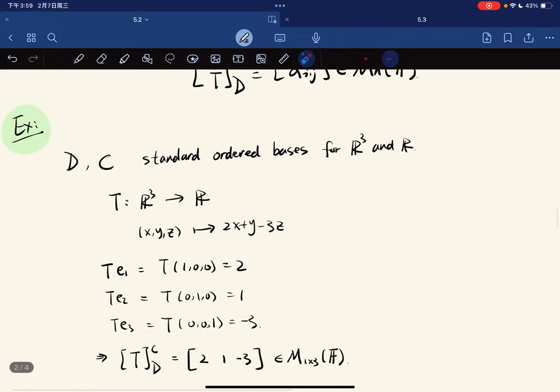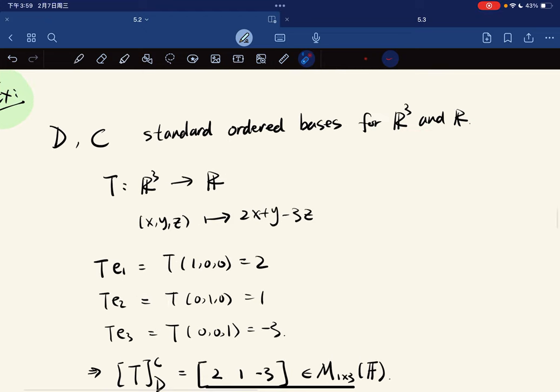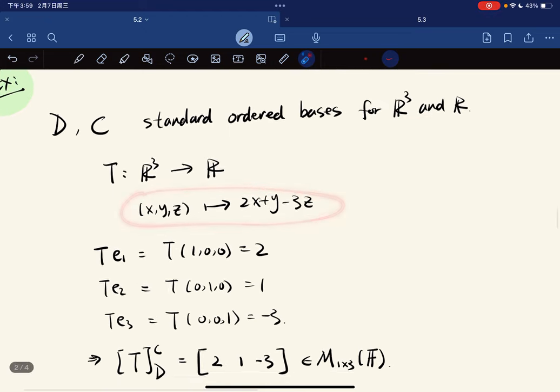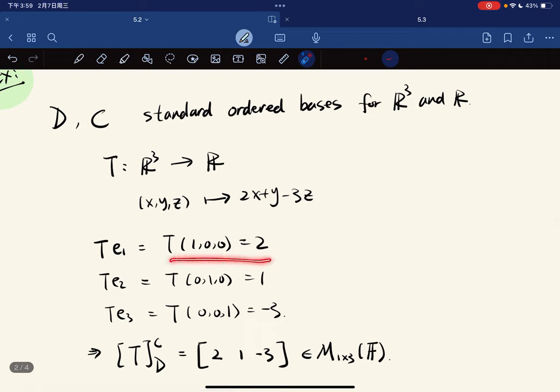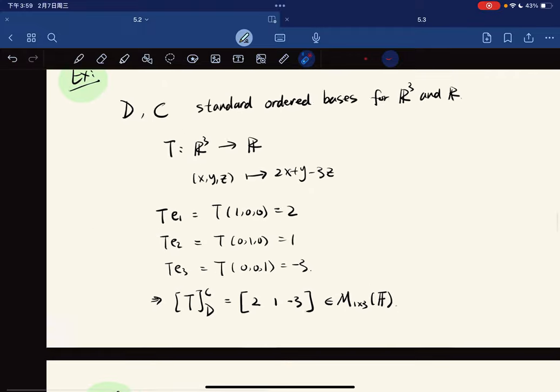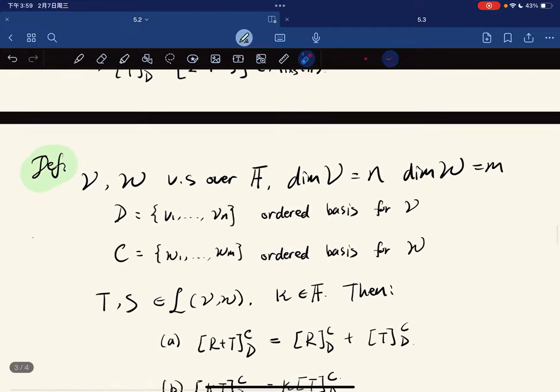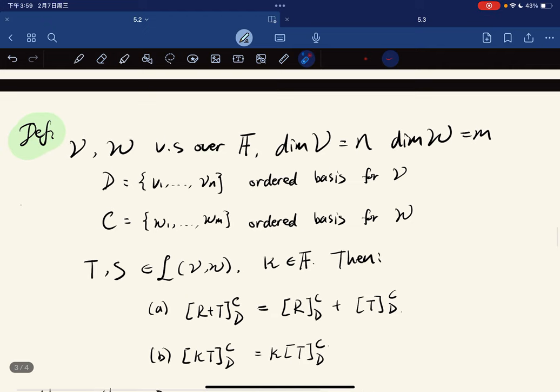Okay, some examples. If C and D are the standard ordered bases for R^3 and R, we define a map like this. Now T of e1 is equal to 2, T of e2 is equal to 1, T of e3 is equal to negative 3. So the matrix is 2, 1, negative 3, which is a 1 times 3 matrix. Right? Just some examples.